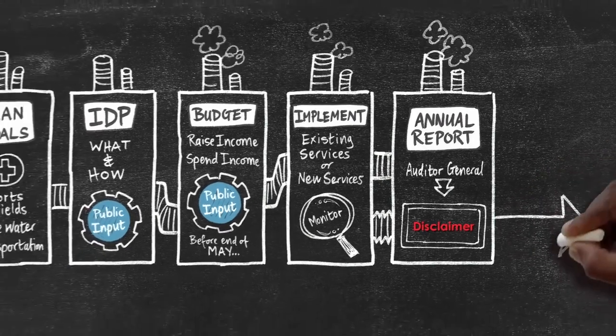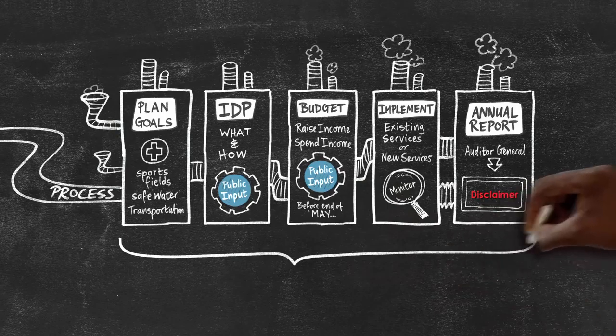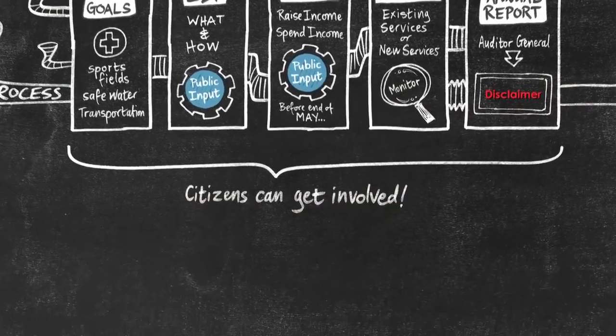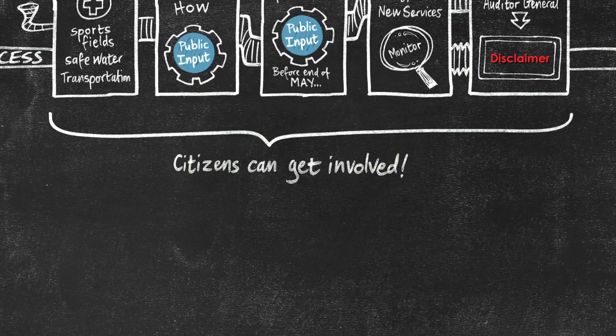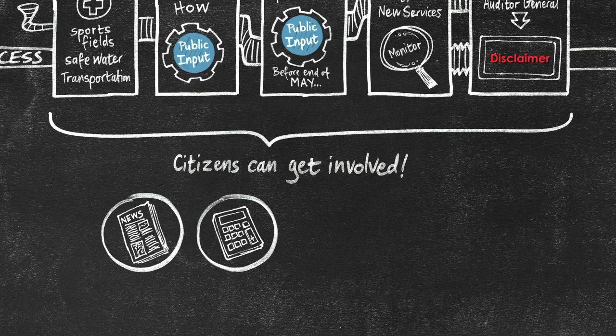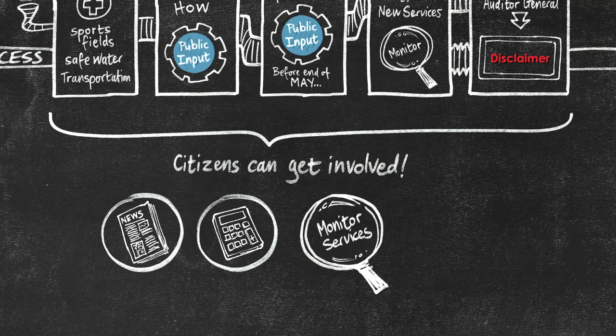Citizens can get involved at all stages of the process. You can give input and information to the IDP and to the budget. Look in newspapers for invitations to public participation workshops around March and April each year. Educate yourself by learning the numbers of the budget and your municipality through tools like Municipal Money, and you can monitor how the money is being spent through seeing what services you get on the streets.